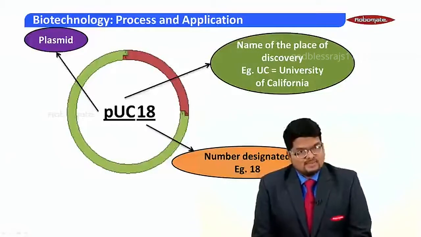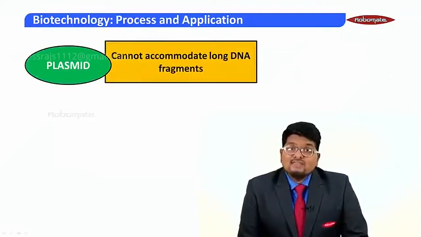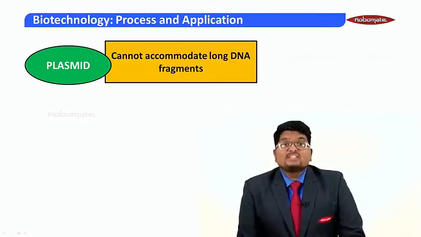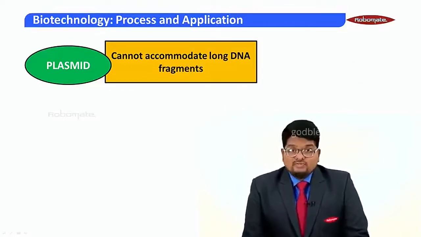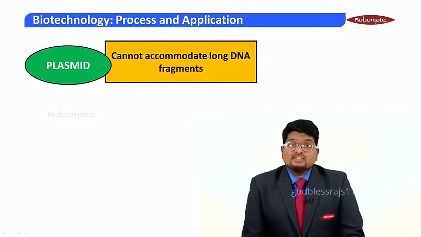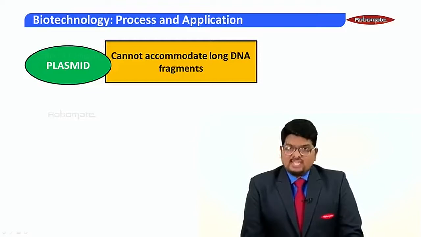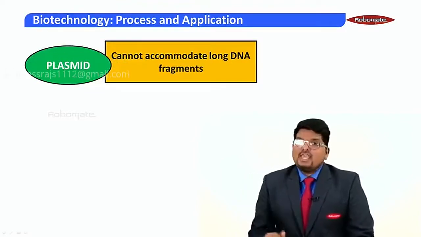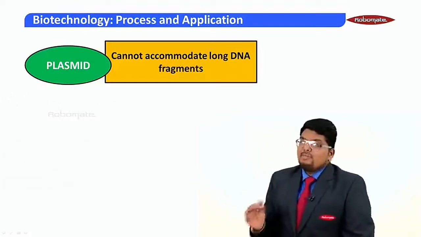So let us have a look at the disadvantage of the plasmid. We have already studied that plasmids are transferable genetic elements, but during transfer we need to insert certain DNA or certain genes of interest. Now plasmids are unable to accommodate long DNA fragments, so that is one disadvantage of the plasmids.